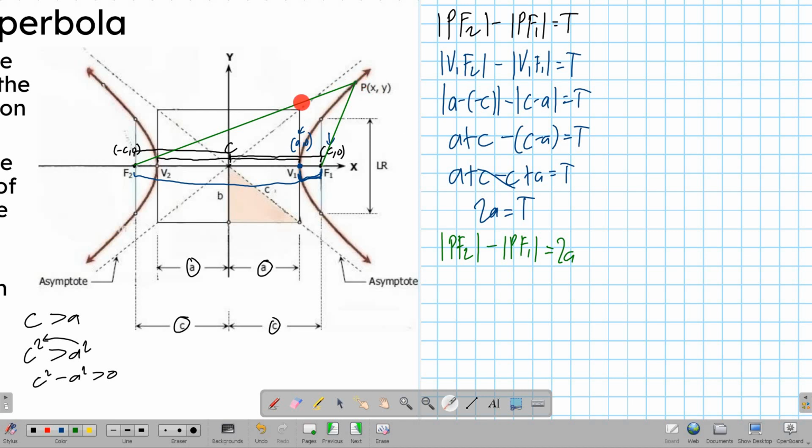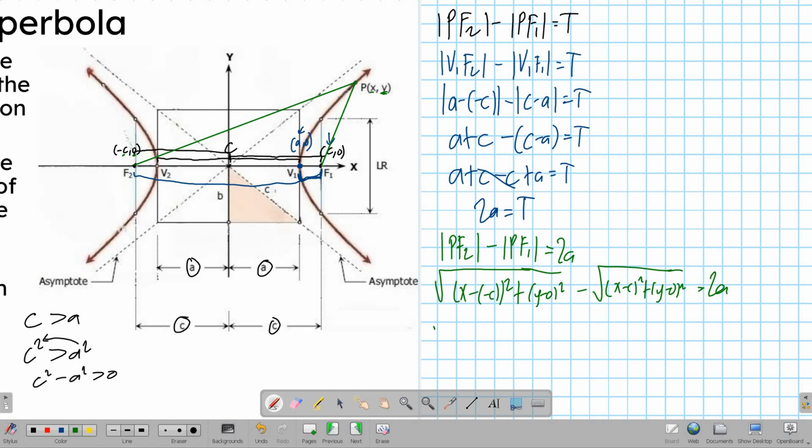So from here, the distance from p to f sub 2 would be the square root of x minus negative c squared plus y minus 0 squared. The square of the difference of the abscissas and the square of the difference of the ordinates. Minus, then we're going to do the same for p and f sub 1. That's the square root of x minus c squared plus y minus 0 squared, and this is equal to 2a.